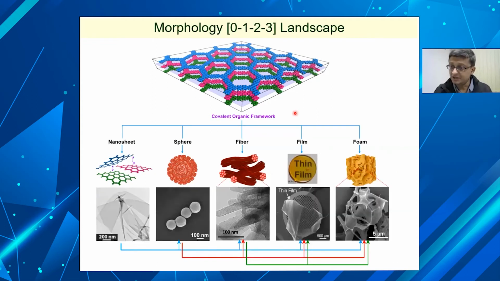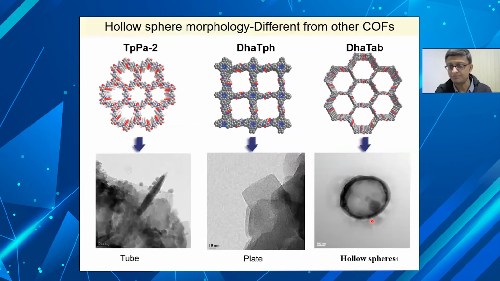Not only that, you can also interconvert these morphologies one to another. For example, these spheres can go to the film, and the film can go to the foam, and so on and so forth. That part I will skip. I will not have that much time. Coming back to the original question.